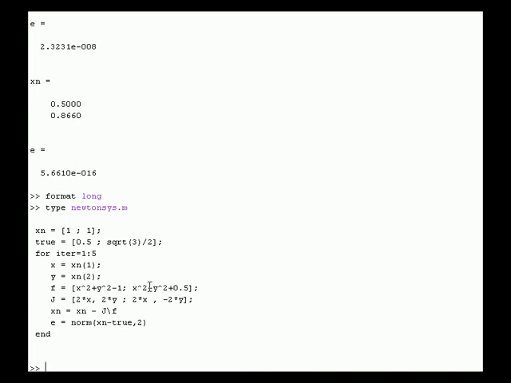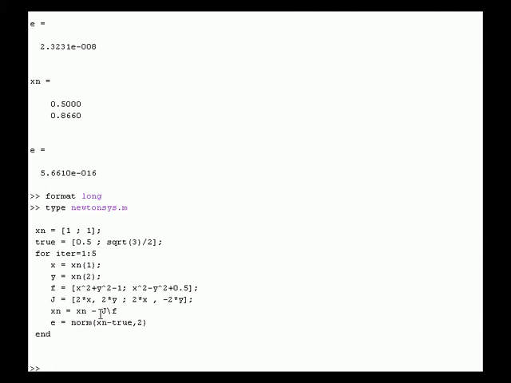Then the second row is the derivatives with respect to x and y of the second function. Derivative of the second function with respect to the first variable x is 2x, and then derivative of y squared is 0. Then when you take the derivative with respect to y, that's 0 and that's minus 2y. So there's the Jacobian matrix. And then xn is a vector. That's the two-component vector. The new xn is old xn minus J backslash f.